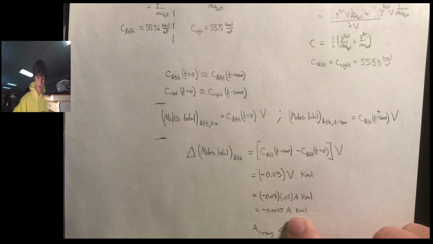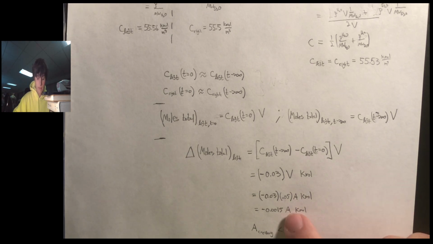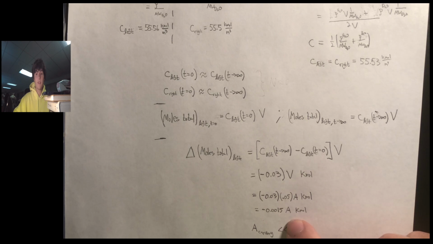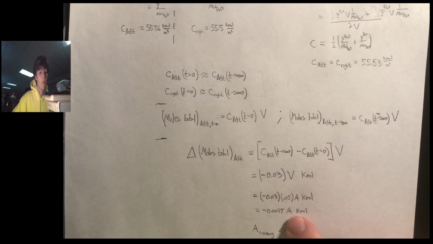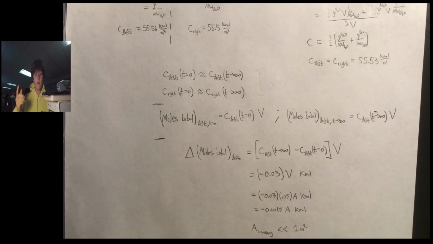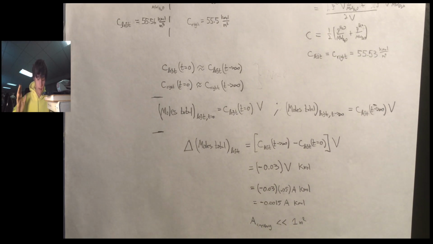So let's just think of something. Say that the area is much bigger than how far it protrudes. Say that the area is 1,000 square meters. If the area is 1,000 square meters, then the net change in moles on the left-hand side would be negative 1.5 kilomoles. And that's a very large area, and that's not a large net change in moles, even with a large area.